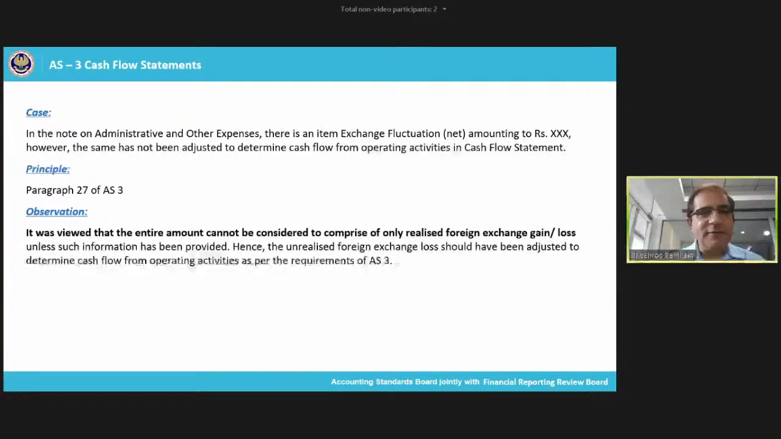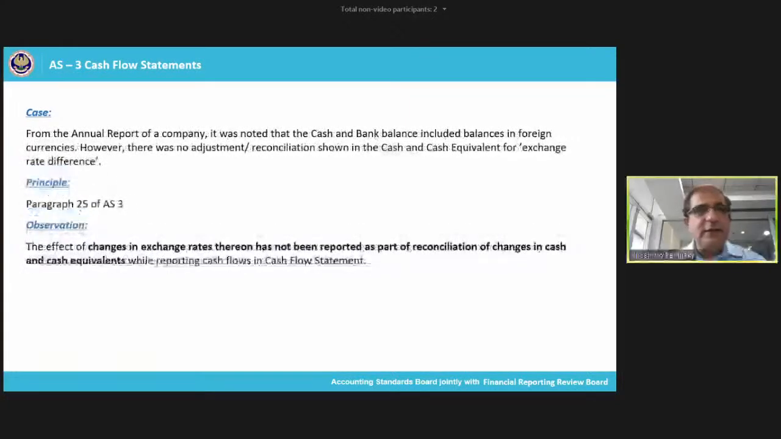Now, this is basically an exchange fluctuation. Exchange fluctuation can be of 2 types. It can be a realized exchange fluctuation, where the loss or the profit arising out of the conversion adjustments during the year would have been made. And definitely you need to state or restate at the year end, which results into unrealized foreign exchange losses or gains. And therefore, the correct way of disclosure would have been that the entire amount cannot be considered to comprise only of realized foreign exchange, so as to have the adjustment being done. And therefore, the unrealized foreign exchange part of it should have been adjusted to determine the cash flow, which is the actual cash flow from the operating activities as per the requirement of AS3. Let's go to the next one.